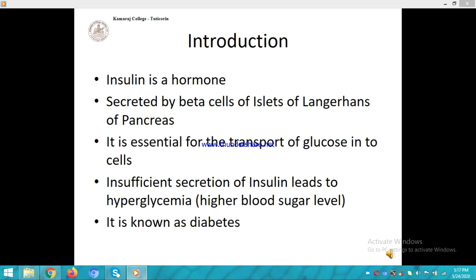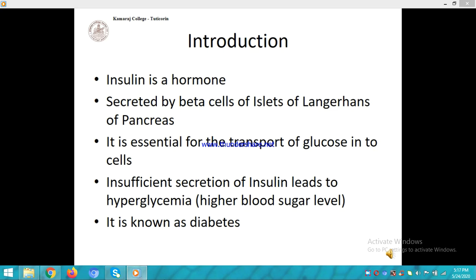So this is the introduction. Insulin is a hormone made up of protein. It is secreted by beta cells of islets of Langerhans present in the pancreas. It is essential for the transport of glucose into the cell. Insulin binds with the insulin receptor in the cell, which in turn opens up the GLUT4 receptor, which accepts the glucose from the outside environment and passes it into the cell. Insufficient secretion of insulin leads to hyperglycemia, which means a higher blood sugar level.